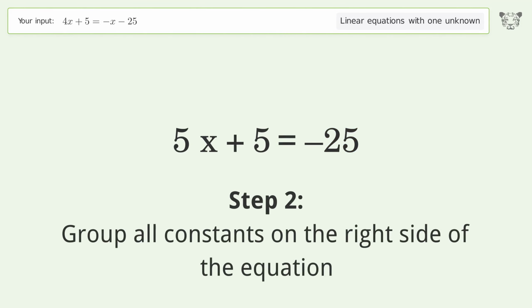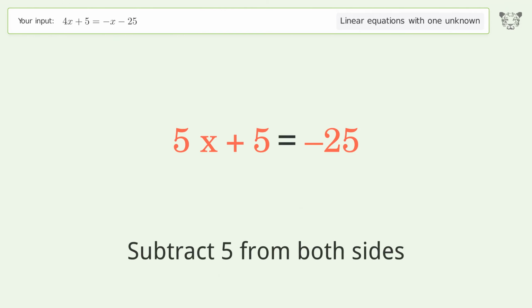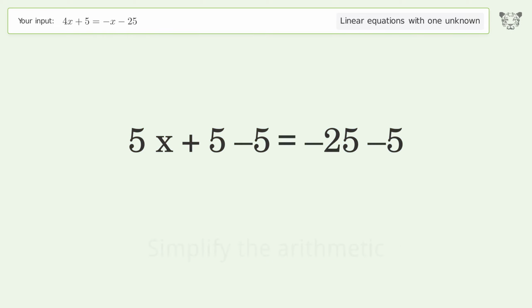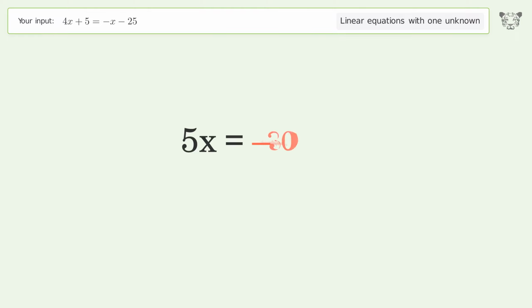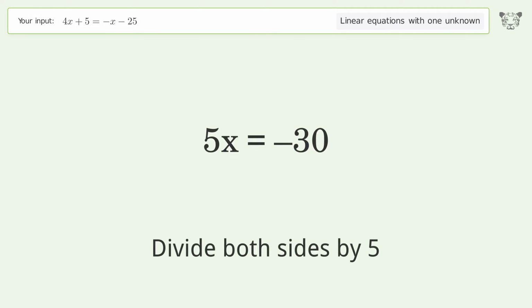Group all constants on the right side of the equation. Subtract 5 from both sides. Simplify the arithmetic. Isolate the x. Divide both sides by 5.